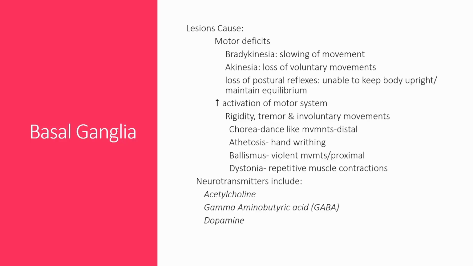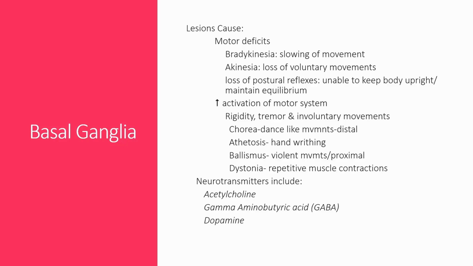Athetosis is hand writhing, meaning that the hand just starts doing this thing, like a snake. That's athetosis. The hand just keeps doing that. Ballismus is violent movements. They're usually proximal, so the shoulder would just flail. Out of nowhere, it just randomly happens. That's ballismus. Dystonia is repetitive muscle contractions. They can happen to the SCM, and they get a little torticollis going on from all the twitching.